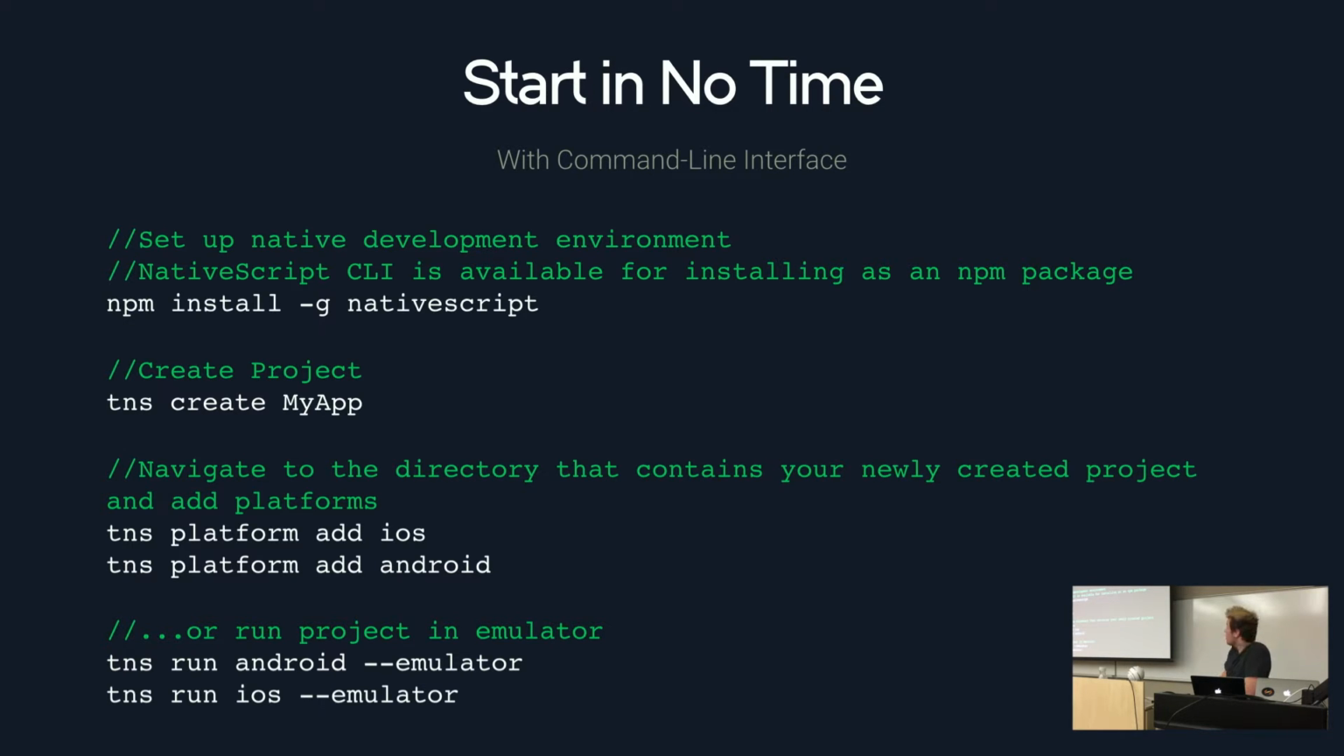So you can either do iOS, Android, both, or just one. So tns platform add, name of the platform. And then to run it, it's just as you see here, tns run android --emulator. There's another variant of this command that will not only run the app in your system's emulator, but it will also keep track of any changes happening.